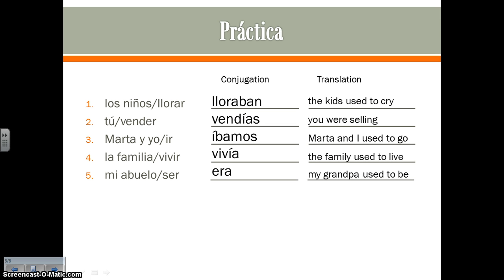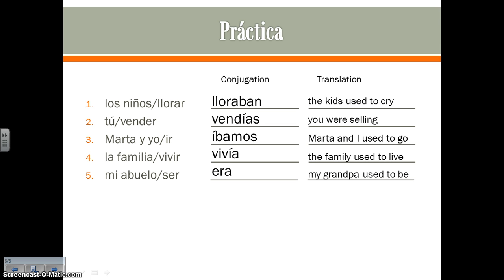Número 4, la familia, vivir. Alright, so we've got that ella and usted conjugation. So your conjugation for vivir would be vivía. The family used to live. The family was living could be a translation as well. And then mi abuelo with the verb ser. And again, remember, ser is one of our irregulars, so it's going to be era. And then my grandpa used to be, or you could say my grandpa was.